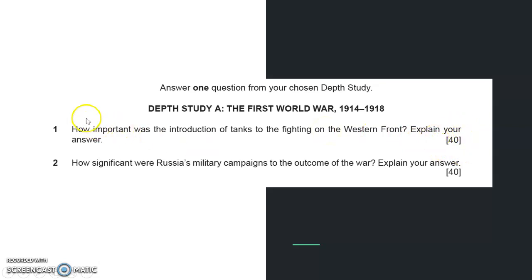40 marks. How important was the introduction? Number 2, how significant were. For this type of question, you have to convince the examiner that you think that tanks were really important. Why? If you think that tanks were not important because they were not helpful, you have to say why. You have to choose either yes or no. Yes, they were important. No, they were not important. You have to choose. You cannot provide 2 answers.